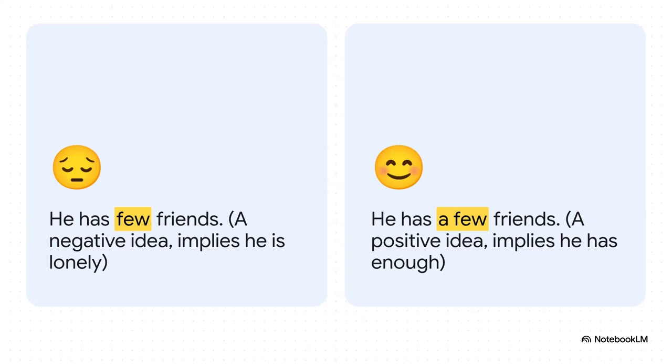Let's go. First, just look at these two sentences on the screen. They are almost identical. The only difference is one tiny little letter, A. But the meaning? It's a world of difference. He has few friends. Feels kind of sad, right? It implies he's lonely. But he has a few friends? That's positive. He's got people. That one letter literally flips the entire meaning on its head.